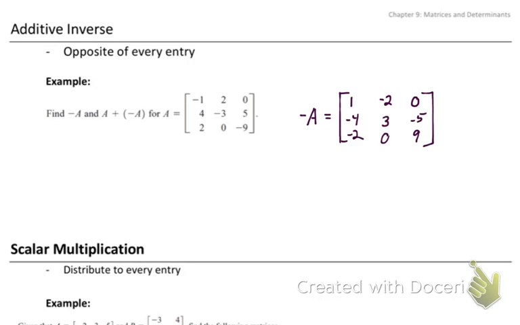So that would be A plus negative A. Did I miss a 0? Did I miss something, Rosie? No, I just said it's not all. It's all going to be 0.